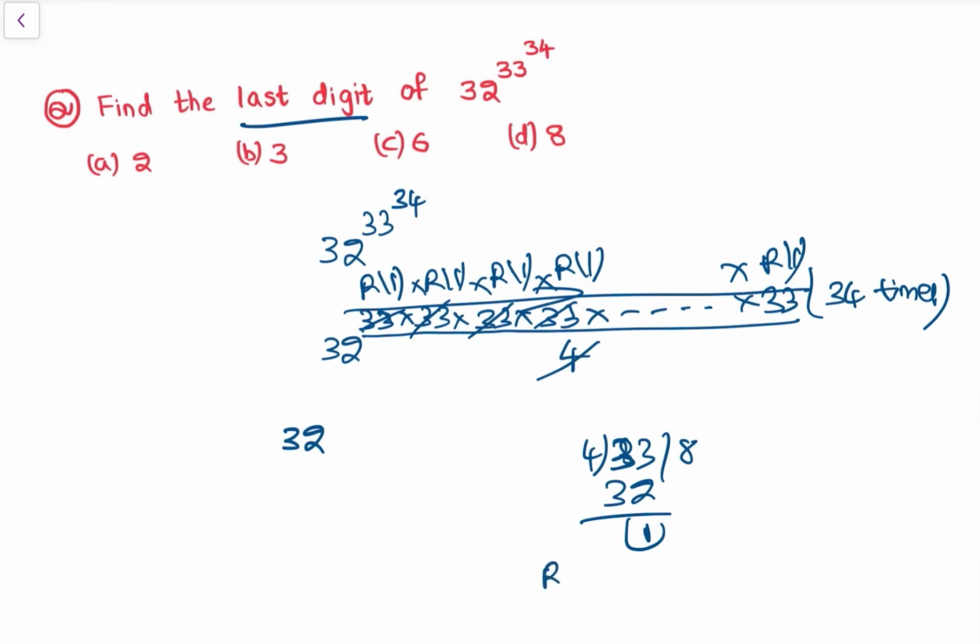So we know when the remainder is 1, the unit digit value is n to the power 1. Here n is the unit digit of the expression, so 2 to the power 1, which is 2. So 2 is the answer here. Simple thing. We need to break down the expression and divide it by 4.